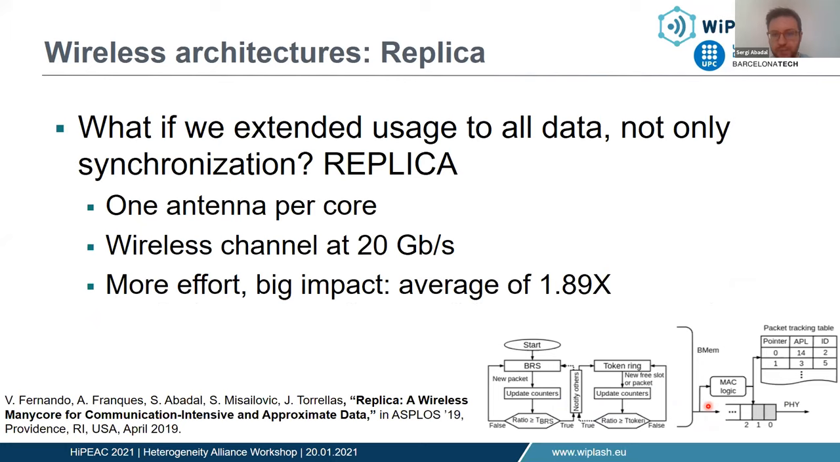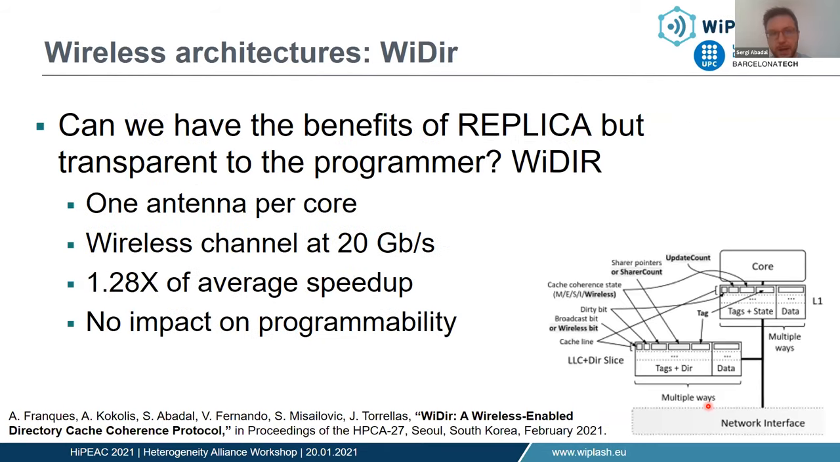Then we followed up with several works that try to push the limits. Replica is an example of pushing the limits with some burden on the programmer, but with extra speedups on average of 1.89x. Then we went ahead and said, okay, what if we can use wireless to change the cache coherence protocol in a way that we can exploit this broadcast? So we had no impact on programmability and still very nice speedups, again still at 20 gigabits per second.